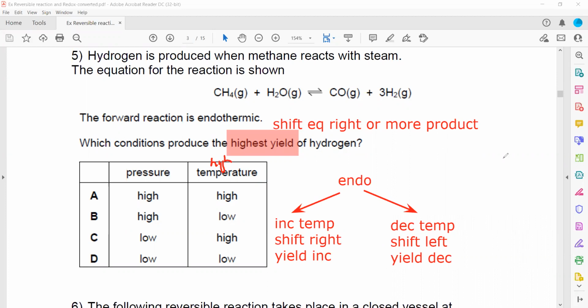Then what is the effect of the pressure? For pressure, we check the number of moles of gas. If we increase the pressure, it will shift towards the side of fewer particles of gas. And if we decrease the pressure, it will shift towards the side of more particles.